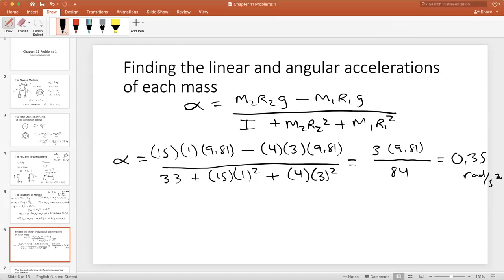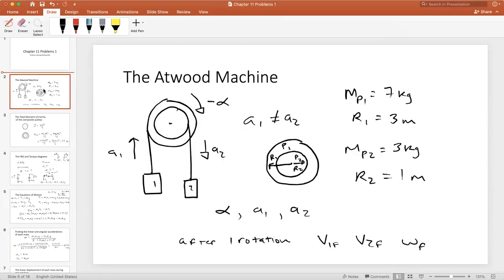How, though, are we going to get A1 and A2? So we have alpha. A1 and A2 is the next things that I asked for. Well, recall that this is rolling without slipping. So we have R1 alpha and we have R2 alpha. We can justify rolling without slipping because we're assuming that there's no friction in these ropes, and there's no stretching in these ropes. There's no force in these ropes slowing it down.